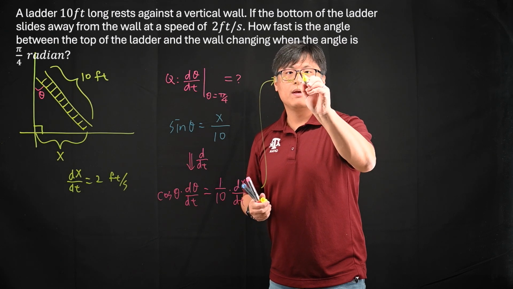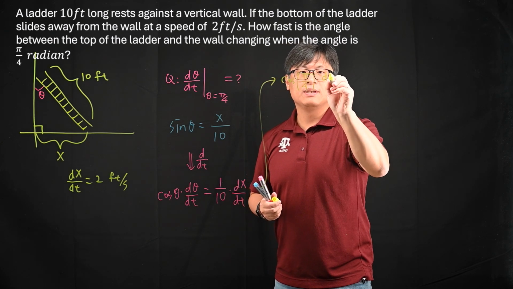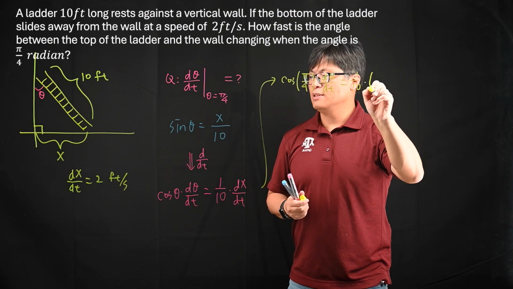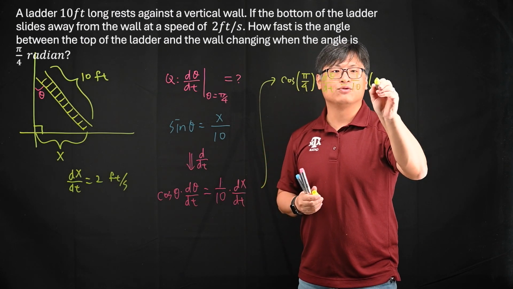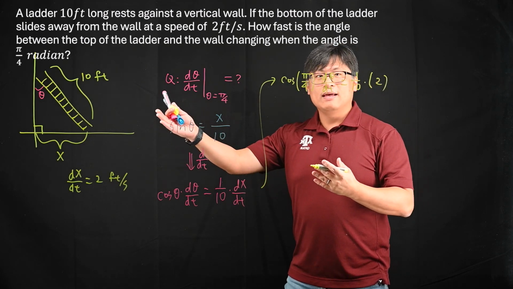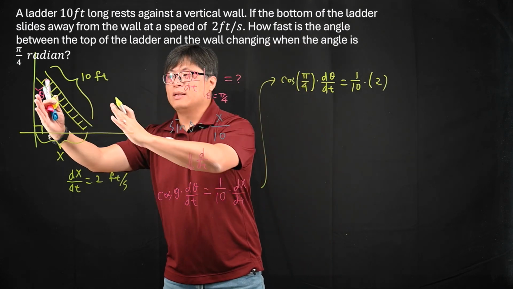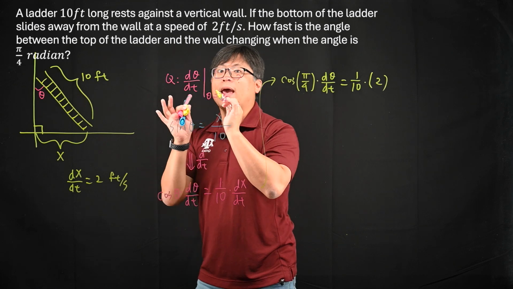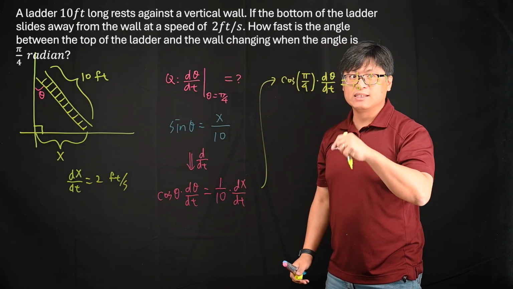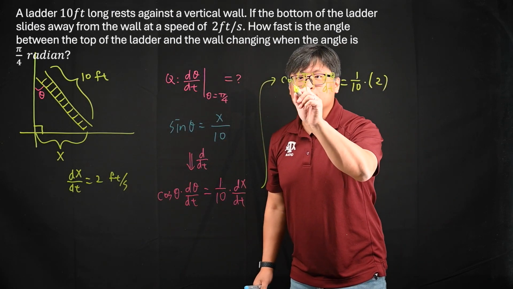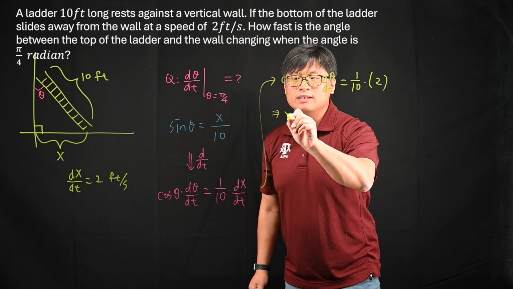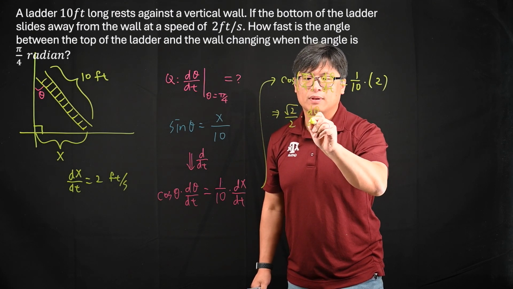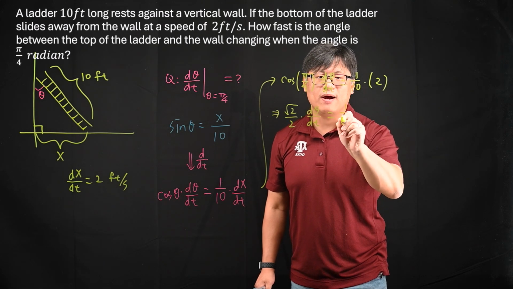Cosine pi over 4 times d theta/dt is equal to 1 over 10 times the rate of change of x, which is 2, positive, right? Well, before we finish this one, think about it. Slide away means angle theta is increasing, which means your answer d theta/dt must be a positive value. Does that make sense? Okay, so cosine pi over 4 is square root of 2 over 2, times d theta/dt, is equal to 1 over 5.